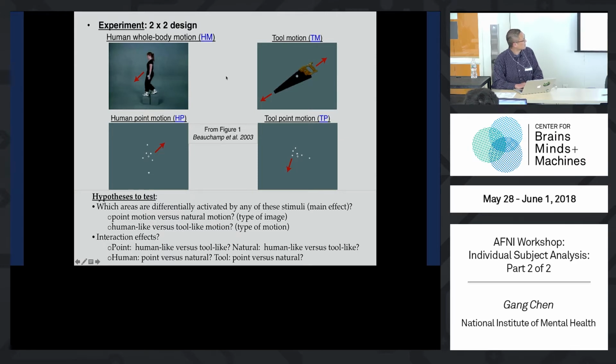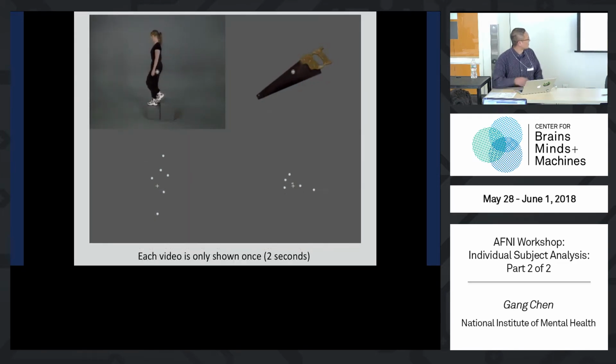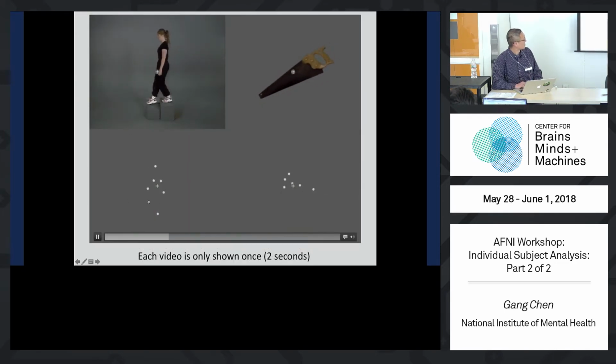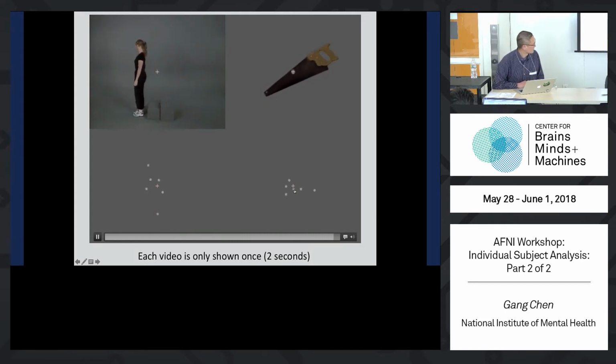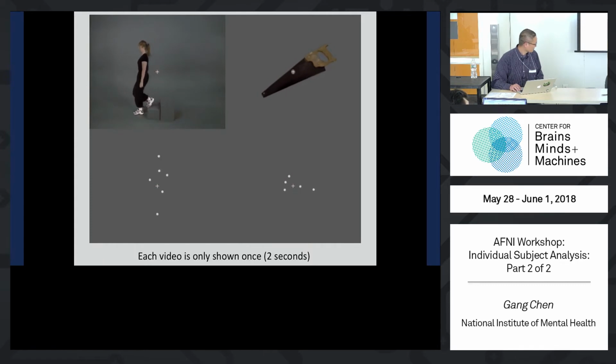Another way is that horizontally, the first row is a real image versus the second row, which is the dotted images. That's pretty straightforward. So here it basically shows, see, this is the human moving, this is the hammer, right? So those are the 4 conditions.